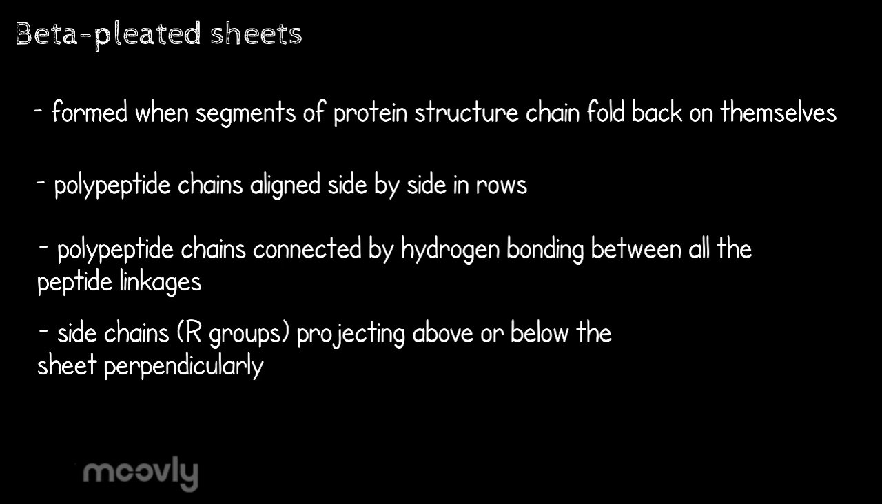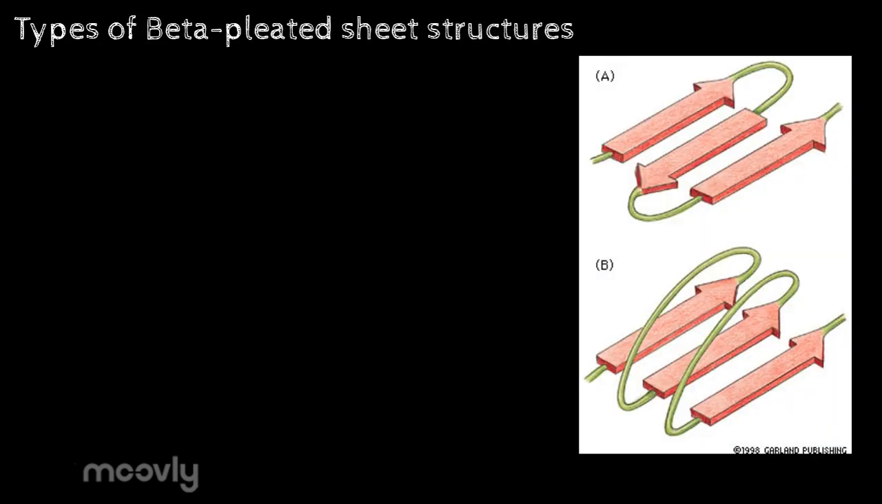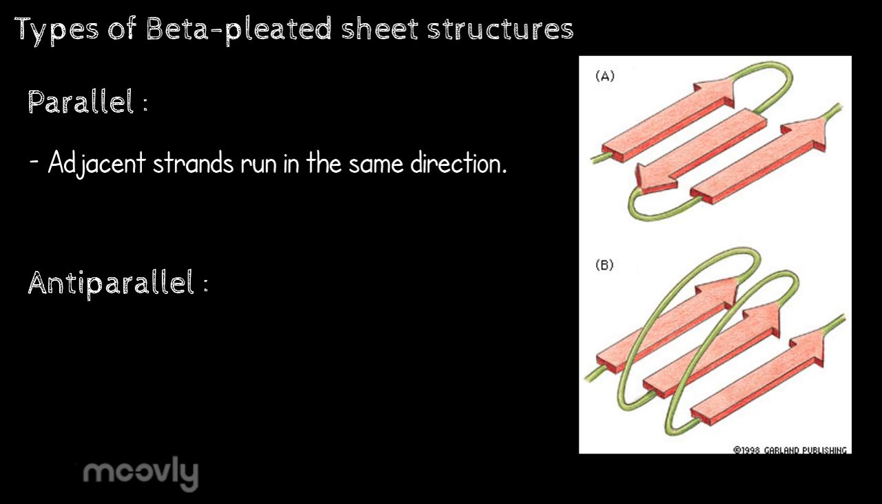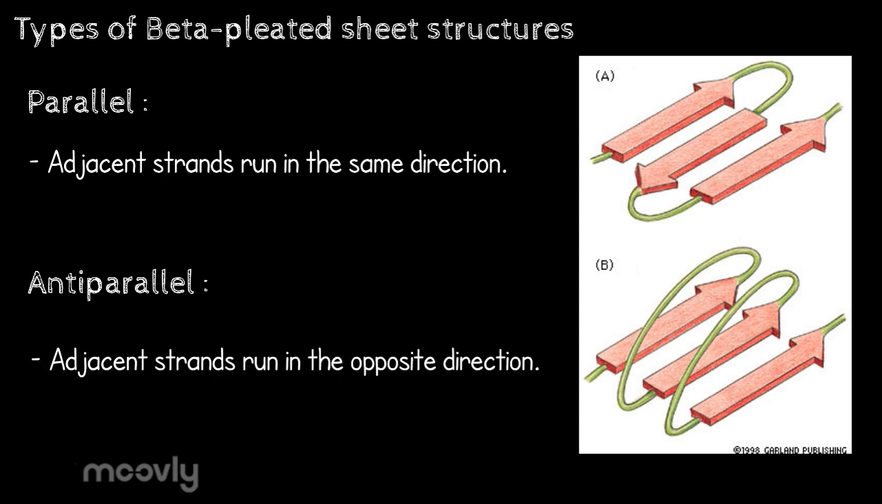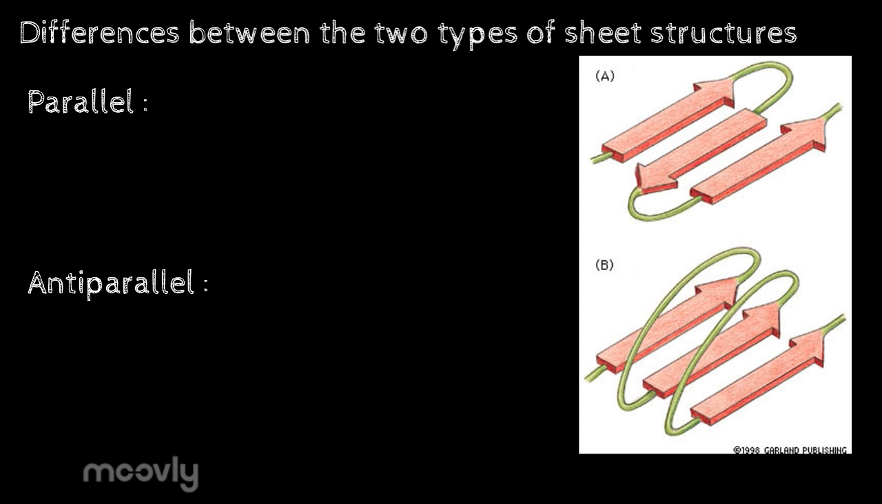There are two types of beta pleated sheet structures: parallel as well as anti-parallel. Parallel beta pleated sheets refer to adjacent strands which run in the same direction, while anti-parallel refers to adjacent strands which run in the opposite direction. Anti-parallel sheets are more stable as compared to parallel sheets.